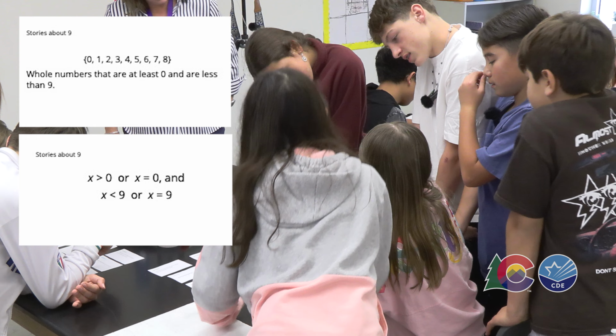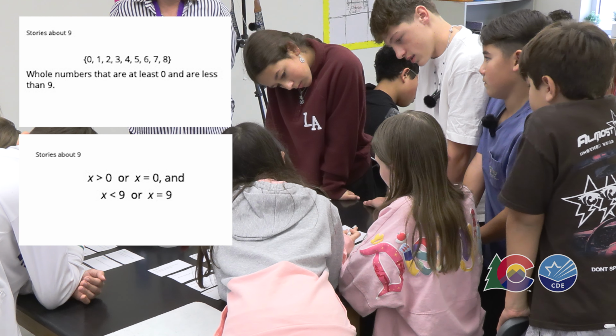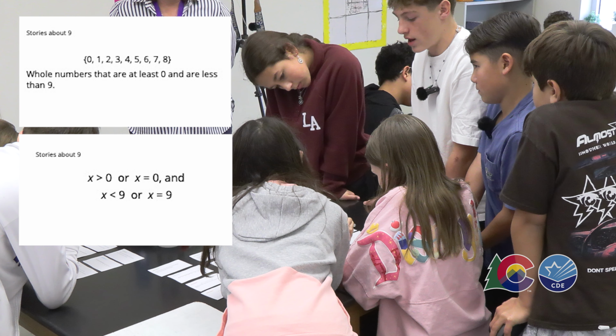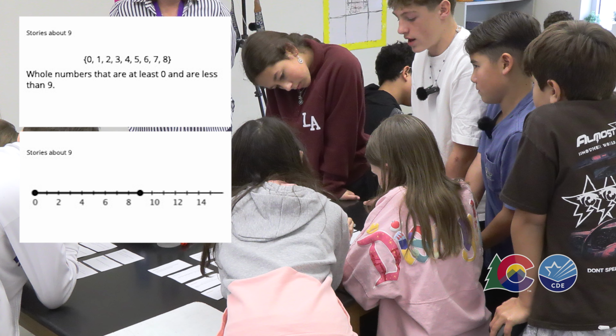So you guys did x is greater than or equal to 0 and x is less than or equal to 9. A text graphic then slides on screen that reads, "Why have one group justify their reasoning to another group?" The text graphic slides away. The second note card slides away and is replaced by a new one that reads, "Stories about 9," and shows a number line with the numbers 0, 2, 4, 6, 8, 10, 12, and 14 listed on it. There is a dark line from 0 to 8.5. Both note cards slide away.